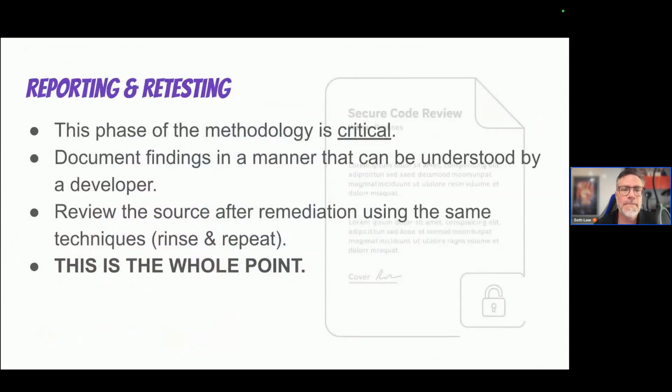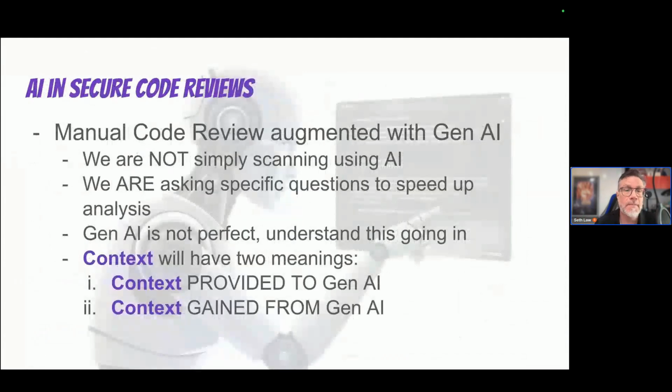Once you're through actually circling back into the application, reporting and retesting is critical, right? We have to document findings in a manner that can be understood by those developers. We've got to put it into their workflow. This is the whole point of what we're actually doing. The sooner that we can report, the better off we're going to be. And again, working with those engineering teams is very important, right? That is what makes that actually possible.